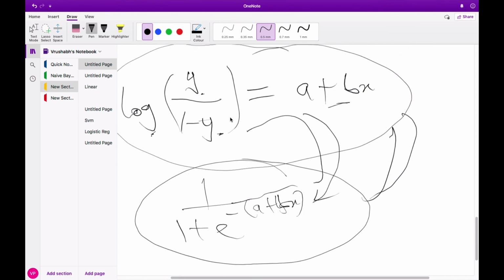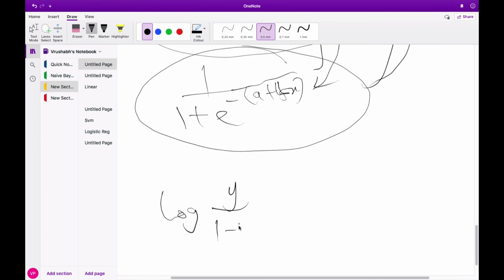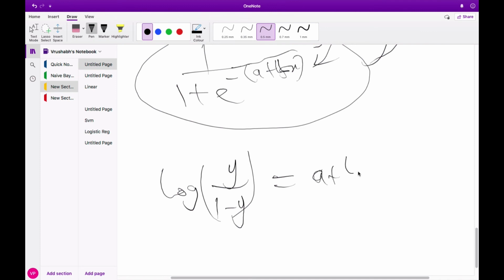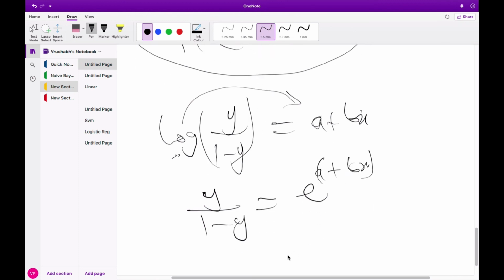If we pick this over here, which is the log of the probability that the person will pass divided by the probability that the person will not pass, that log of that equals a plus bx. Now let's take this log to this side. If we do that, we are going to be left with y divided by 1 minus y equals, if you find the log of this side, it's going to give you e exponent a plus bx. That's what is going to happen.